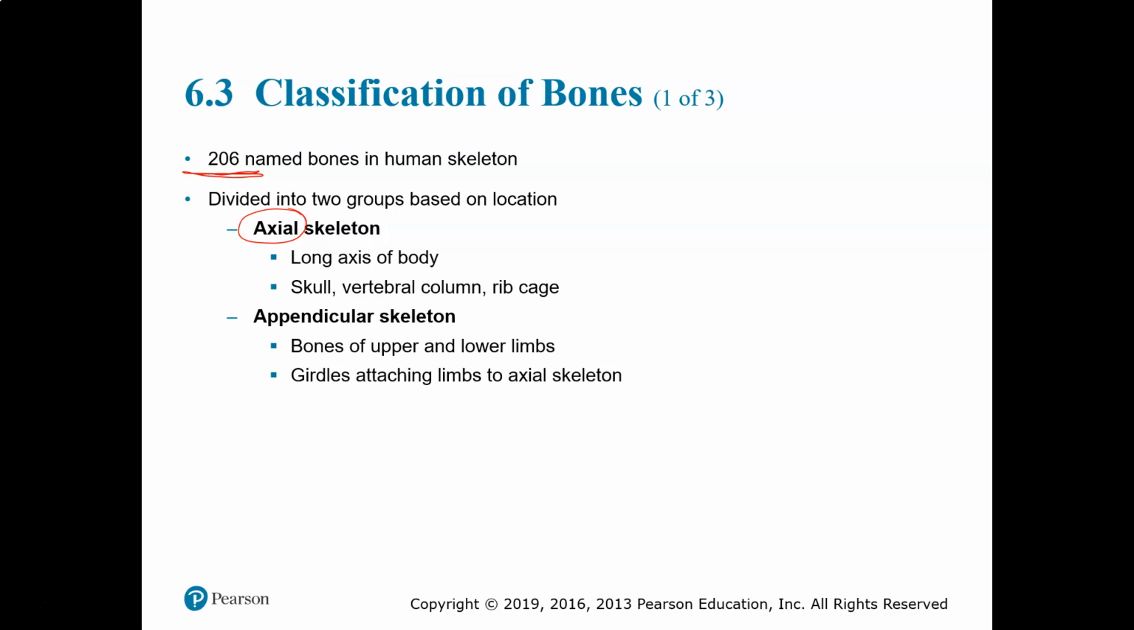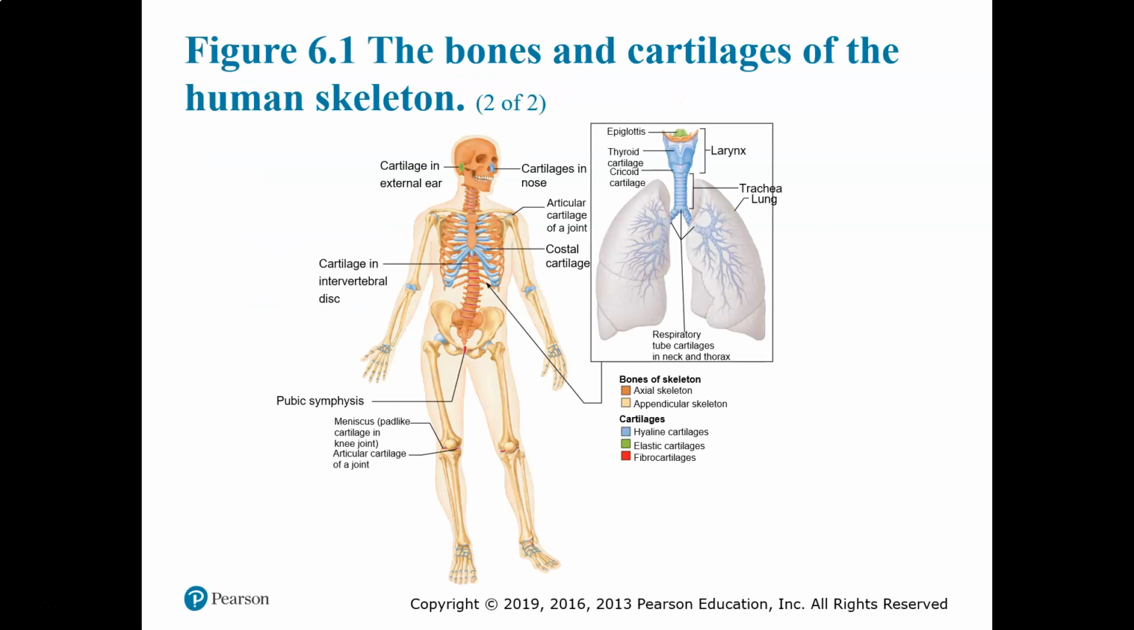The appendicular skeleton is going to have 3 parts. It will have the upper limbs, which is the arms, the lower limbs, which is the legs. Then it will have the pectoral and pelvic girdles. And we'll have that in the notes in just a minute. So there's 4 sections within the appendicular skeleton, 3 sections within the axial. We have already seen this, the bones and cartilages of the human skeleton. We've already looked at this.